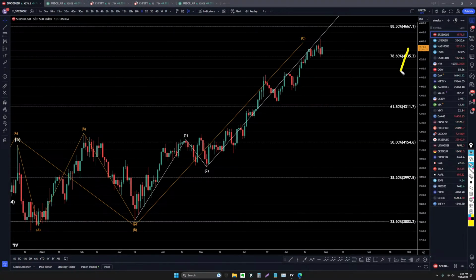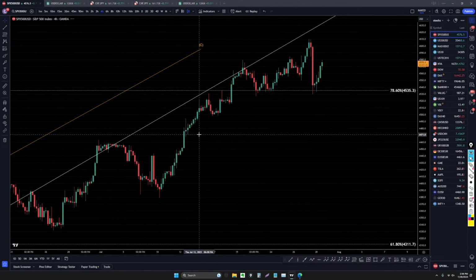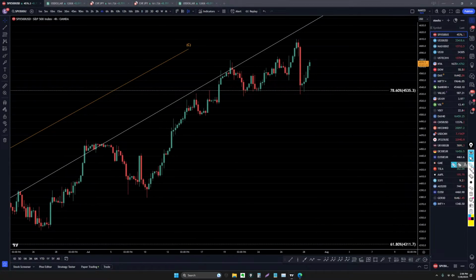It's not respecting the 78%, which tells me that it's probably going to go up to at least 88 and probably even beyond that. I think it's going to keep going and make all-time highs. Oh yeah, look at that. I think this is clear. That's an A, B, C. That's an irregular wave B right there for sure.